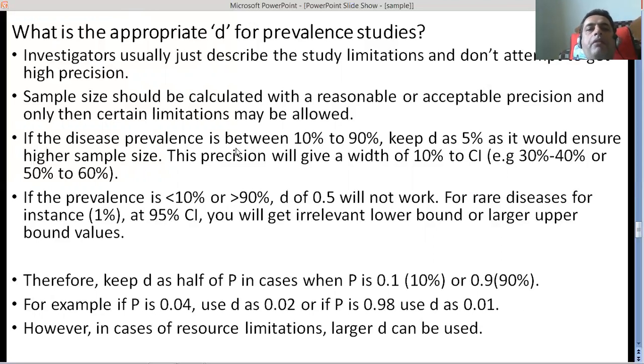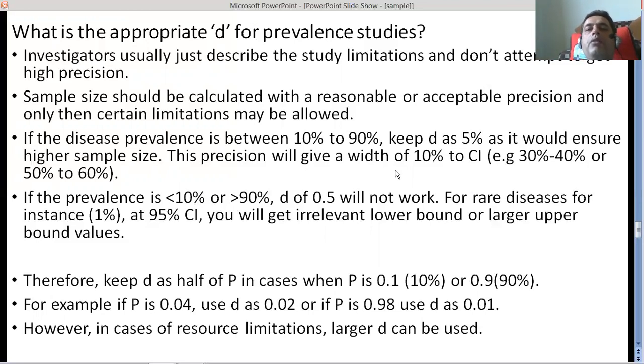If the disease prevalence is between 10% to 90%, keep D as 5%, as it would ensure higher sample size. If you keep D as 5%, in the case of diseases that lie between 10% and 90%, we are talking about the prevalence here, you can keep D as 5%, and it can give you a larger or higher sample size.